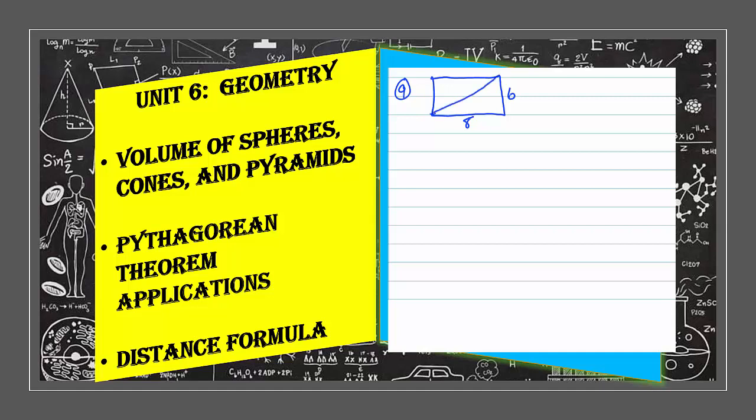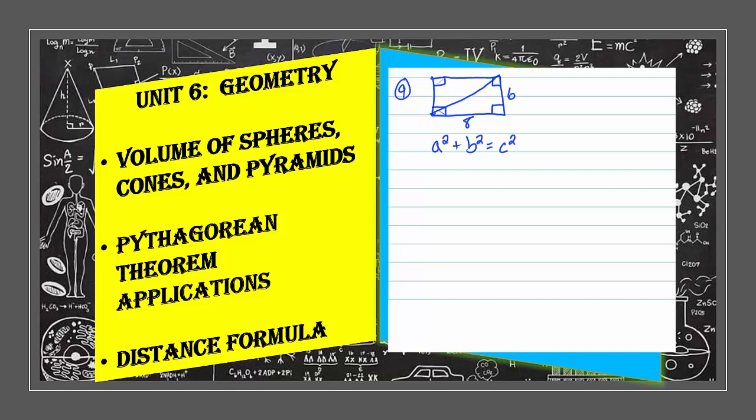Now we should remember that since this is a rectangle, each of my corners is 90 degrees. And since each of my corners is 90 degrees, that means when I draw the diagonal in, we have created a right triangle. And for any right triangle, we can find the side length of the hypotenuse by using the Pythagorean theorem. The Pythagorean theorem states that a squared plus b squared is equal to c squared.